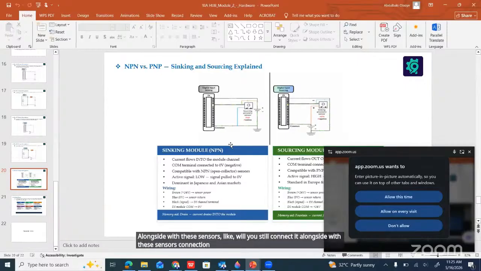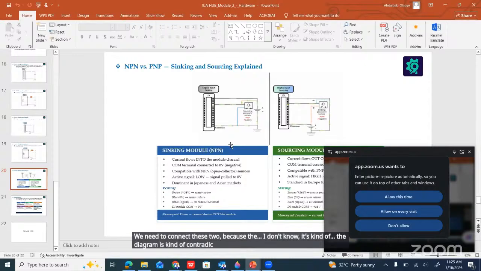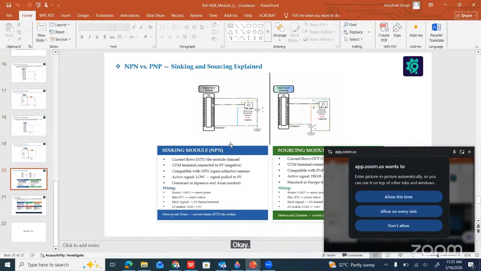Now, this negative side is connected to the negative side of the PNP sensor, and this positive side is connected to the positive side of the PNP sensor. Will you still connect these two? Because I don't know, the diagram is kind of contradicting to me. I just want you to bridge that gap.